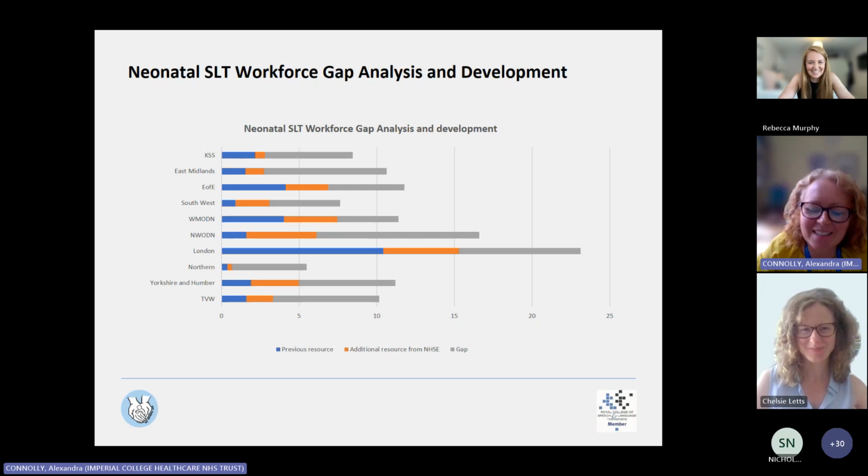This highlights the gaps in our workforce. The blue part of the bar chart is indicative of the previous SLT provision. We had some funding across all professions from NHS England, and this was a welcome uplift for SLT especially. However, you can see by the grey part of the chart that we've still got significant gaps in our workforce when we compare this to what's recommended in our neonatal SLT staffing recommendations. So this is what's going to keep all of the SLT network leads across the country very busy.